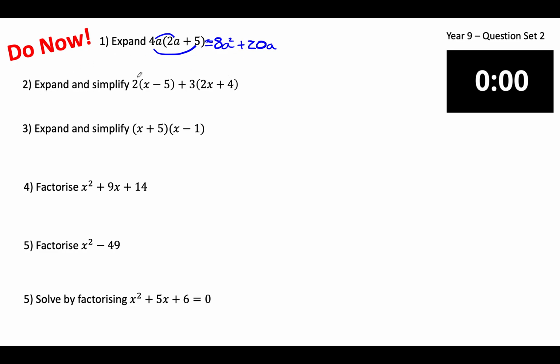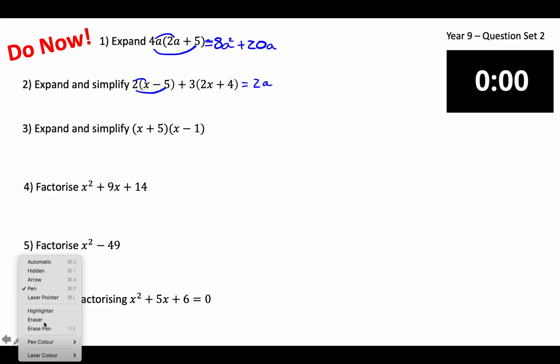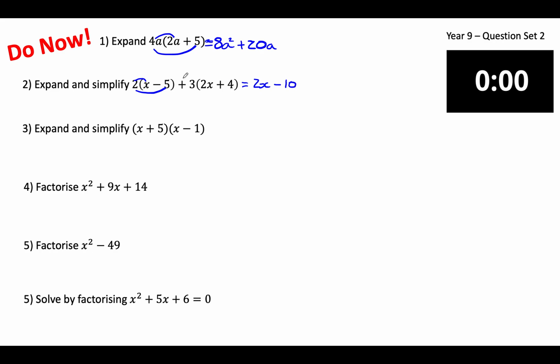Expand and simplify. So first thing, expand. So expand the first bracket first. 2 times x is 2x. No, not 2a. It would be 2x. 2x, Mr. Nias. You need to concentrate on what you're doing. 2x. And then 2 times negative 5 will be negative 10. Yep, minus times a positive.